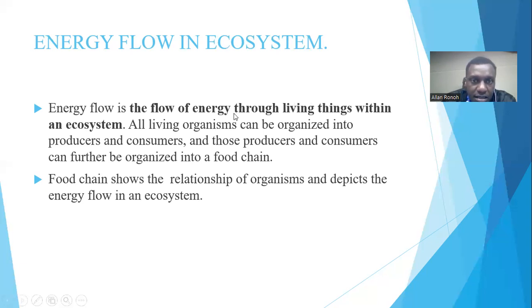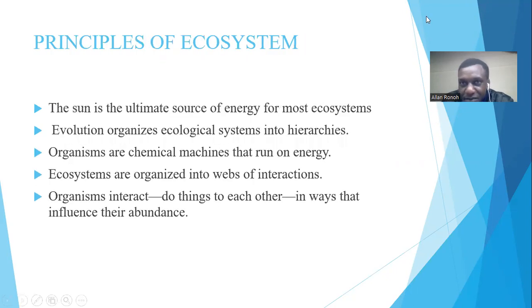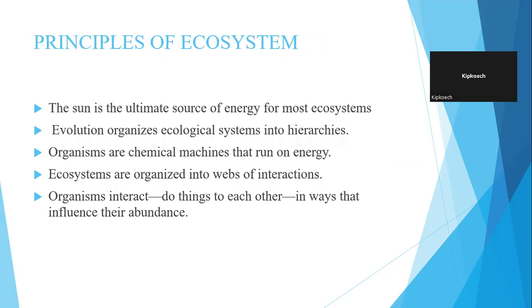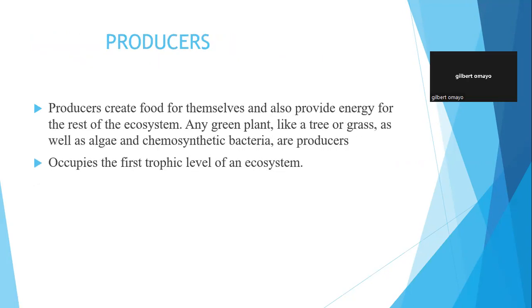In this food chain, the energy flow, we find that the energy that is from the sun is transferred to the organisms that are the producers, then to the consumers, and maybe later to the decomposers. This is the energy flow. Class, are we together? Yes, sir, we are together. Okay. We are going to discuss these trophic levels.